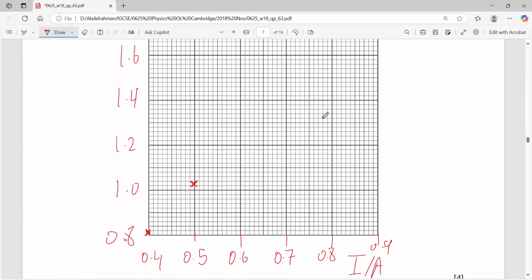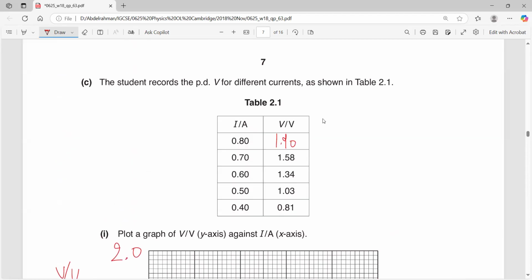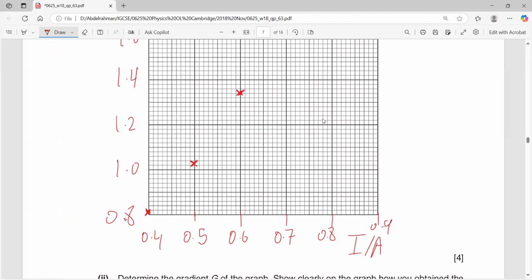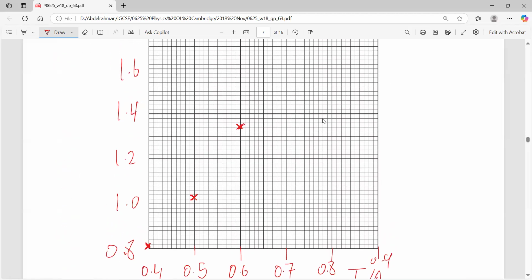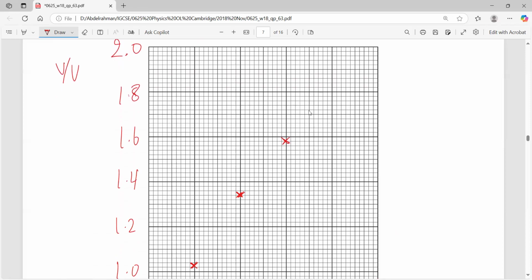0.6 and 1.34. This is 1.34. 0.7 and 1.58. This is the point. And last but not least, 0.8 and 1.9, which is at this point exactly.